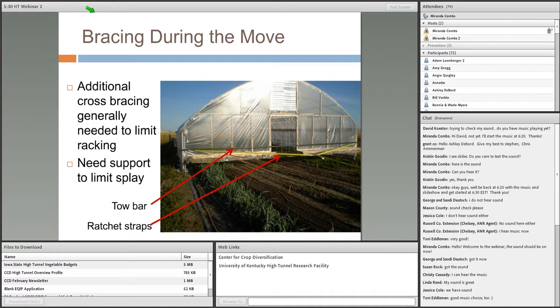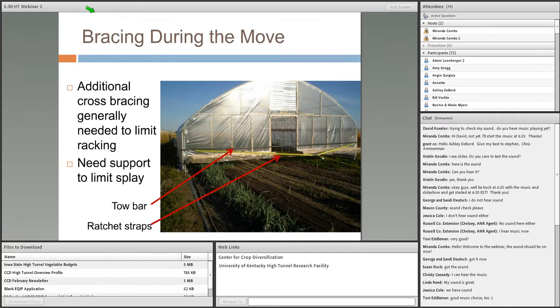So there's a couple of features I want to point out in this slide here. The first two are ways to cross brace the tunnel to limit racking, which is shaking back and forth of the tunnel as you're moving it. That's particularly important with these models that have a lot of friction, these skid or ski type models.